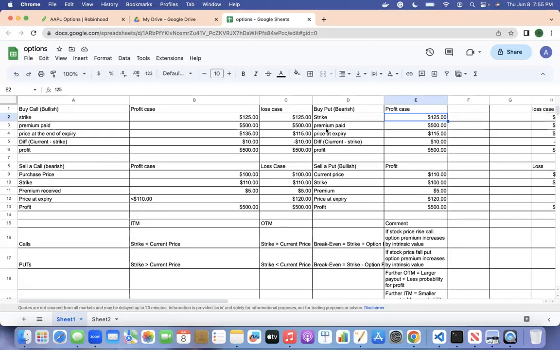In this case, the difference between buying a call and buying a put is that when buying a call, you are thinking the market will go up. You are buying at the lower price, you can sell at the higher price, right? And for that, you are paying a premium.